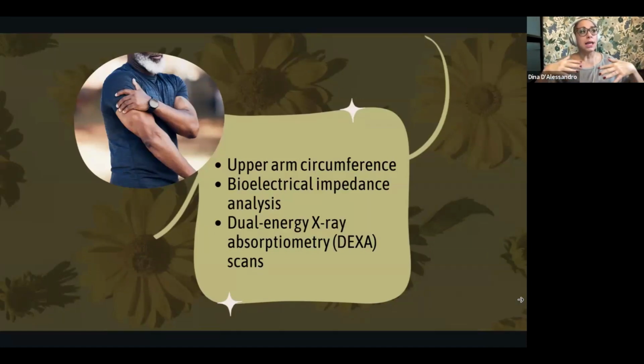So if you are in a chair-bound condition, or if you are losing a lot of muscle mass post-surgery or whatever, that can also give us an idea where we actually physically put a tape measure around in between your shoulder and your elbow, and that can indicate if there is some muscle loss there. We can also do something called a bioelectrical impedance analysis or a DEXA scan.